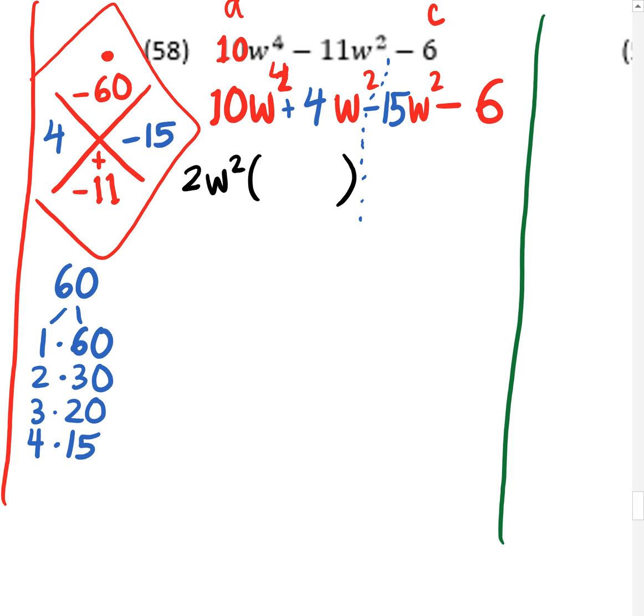Okay. If I factor that out, what's left there? 5w squared. And then 2. Yeah, because 2w squared times 5w squared is 10w to the fourth. 2w squared times 2 is 4w squared.